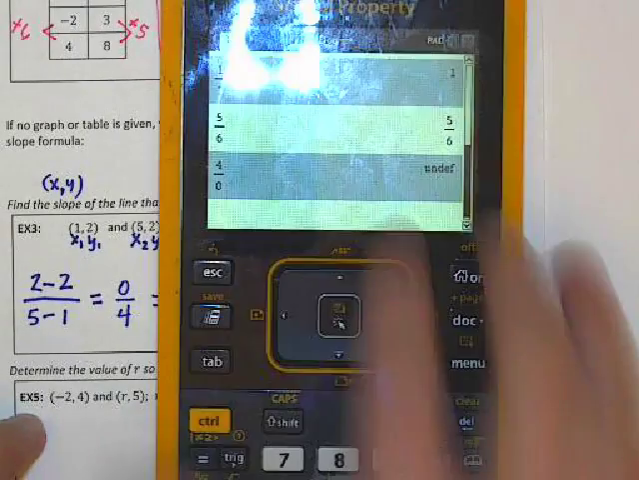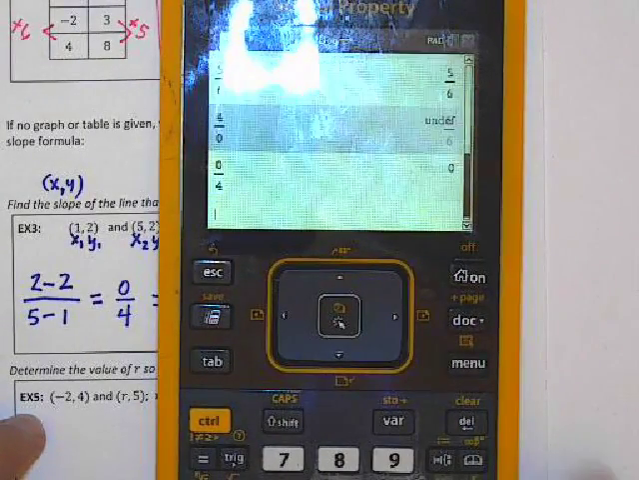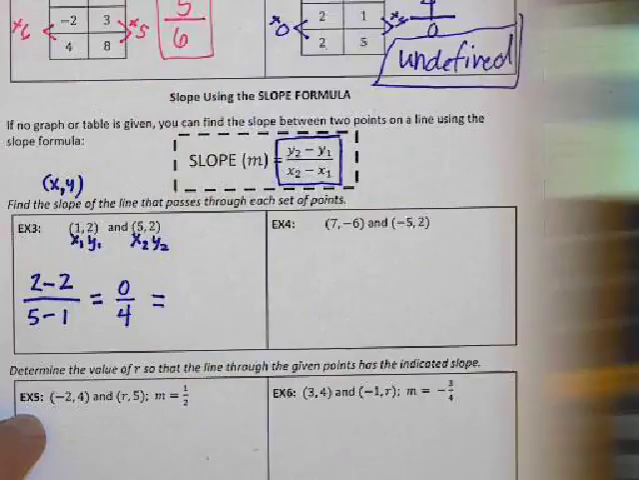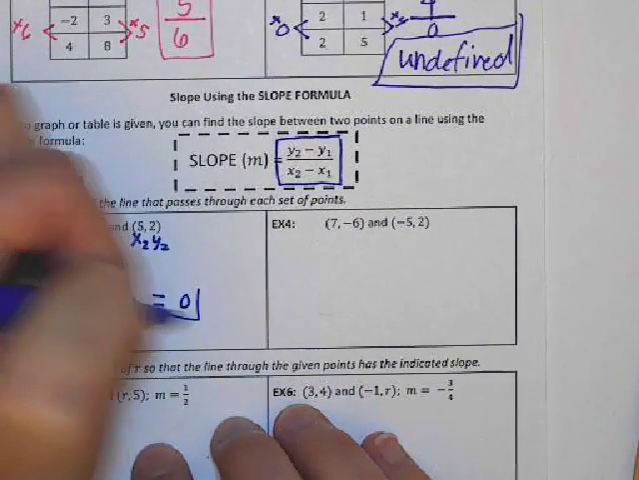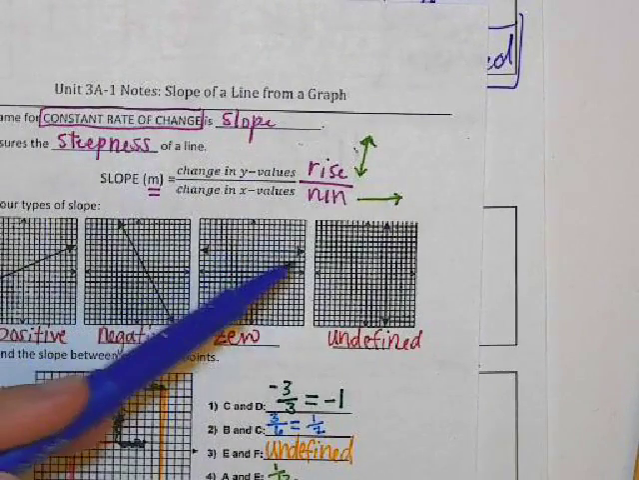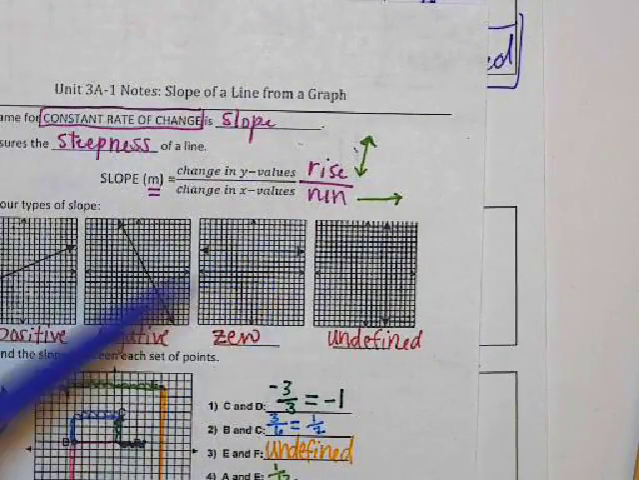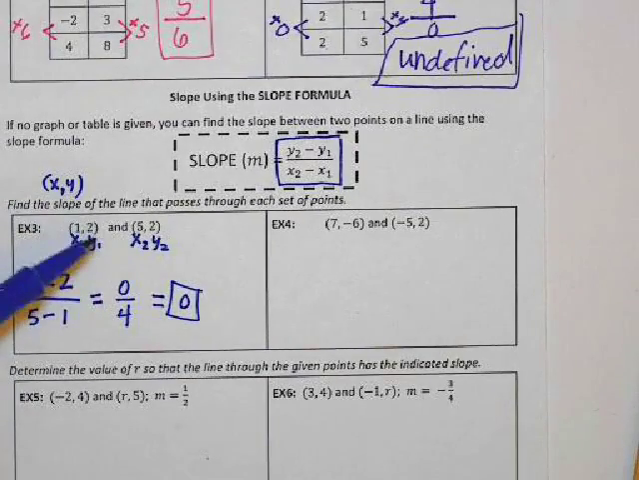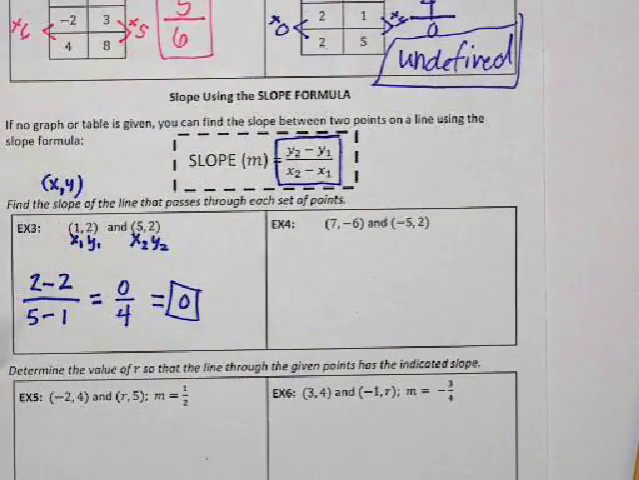Okay, 0 over 4. What's that reduced down to? 0. So if I have 0 slope, my line would go side to side. If I was to graph these points, they would go side to side. Questions?